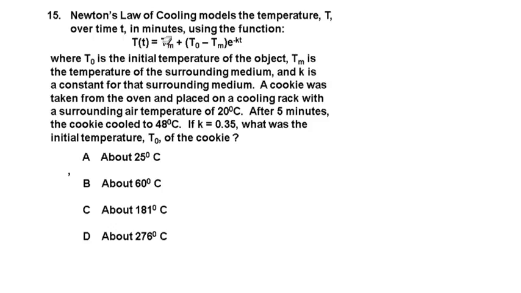Newton's law of cooling models temperature T over time t in minutes using the function T sub t, the final temperature, equals T sub M, which is the temperature of the medium, plus quantity T sub 0, which is the initial temperature, minus the temperature of the medium, times e to the power of negative kt. And k is a constant of cooling.